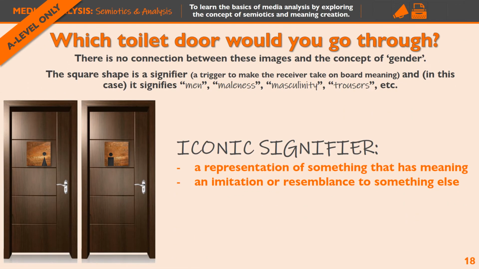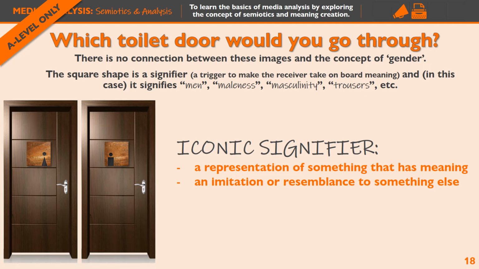However, meaning isn't always created through symbolism and through learning what things mean. Sometimes the meaning is signified because of something that we wouldn't have to be taught. So here we have 2 doors. Let's say we're in a restaurant and you can see these 2 doors and you really need a wee. Now, which toilet door would you go through?